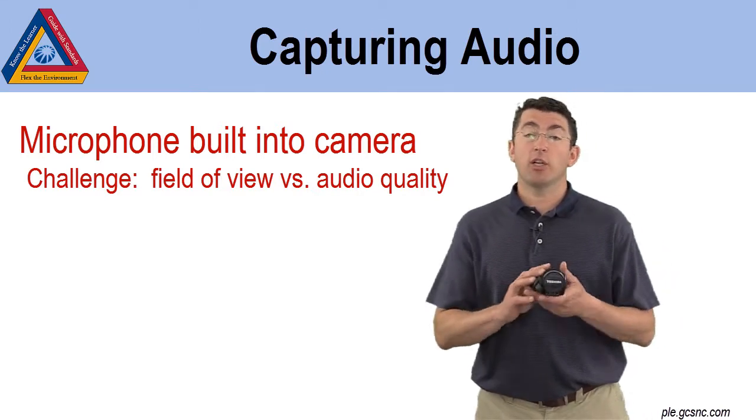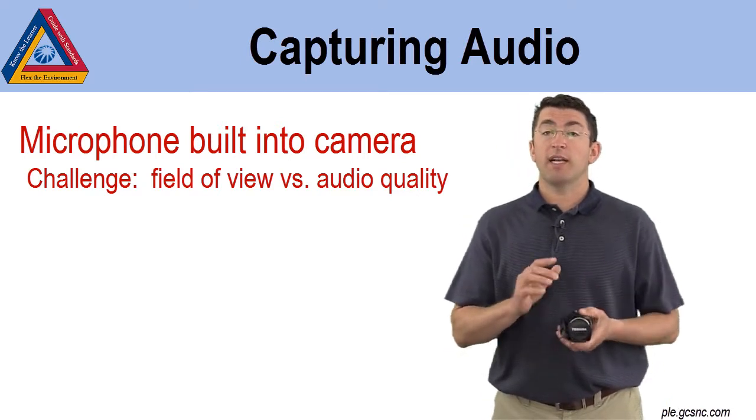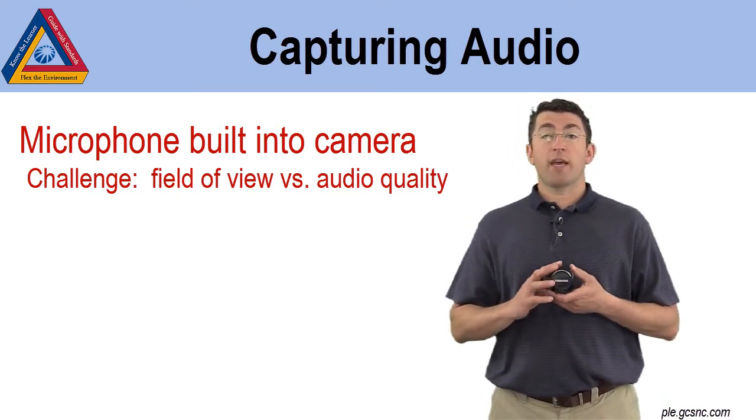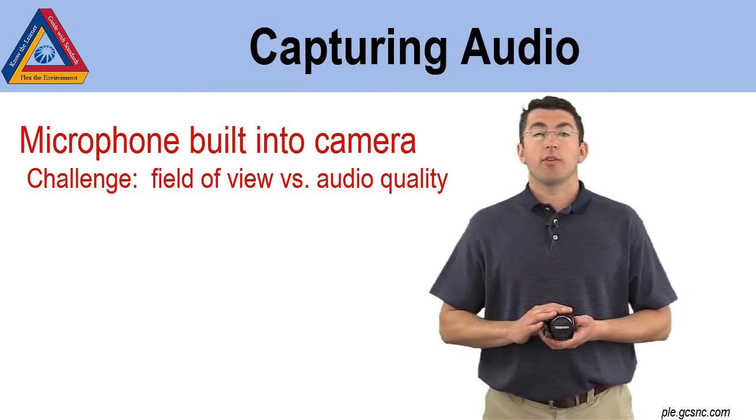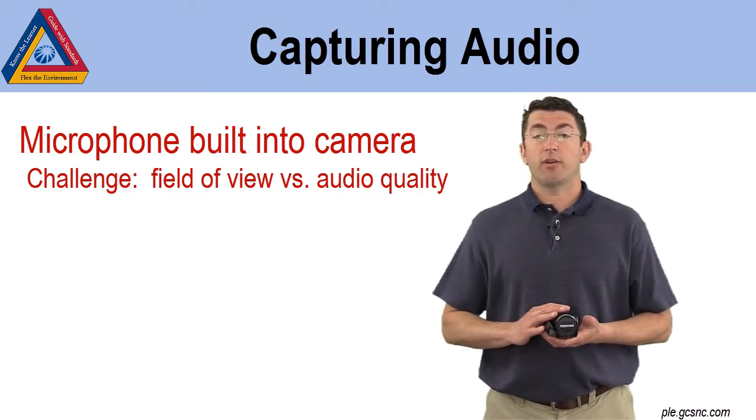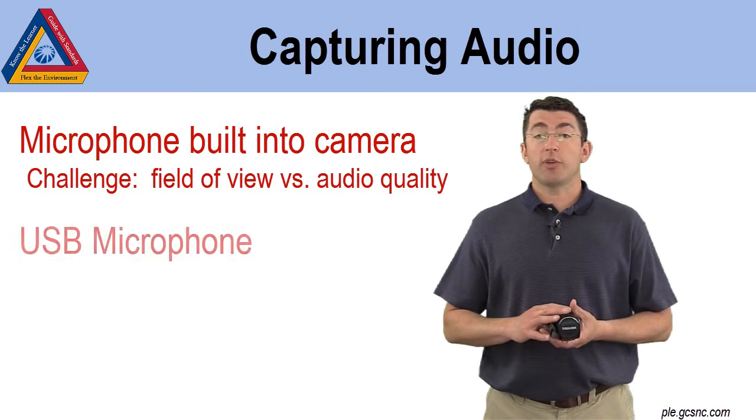So if you need to get closer and that means you pan and tilt a little bit, that's going to be better than being further back where you don't have to pan and tilt, but where you don't sound as good in the lesson. There are ways to get around this trade-off, however. One of those is to use a USB microphone.